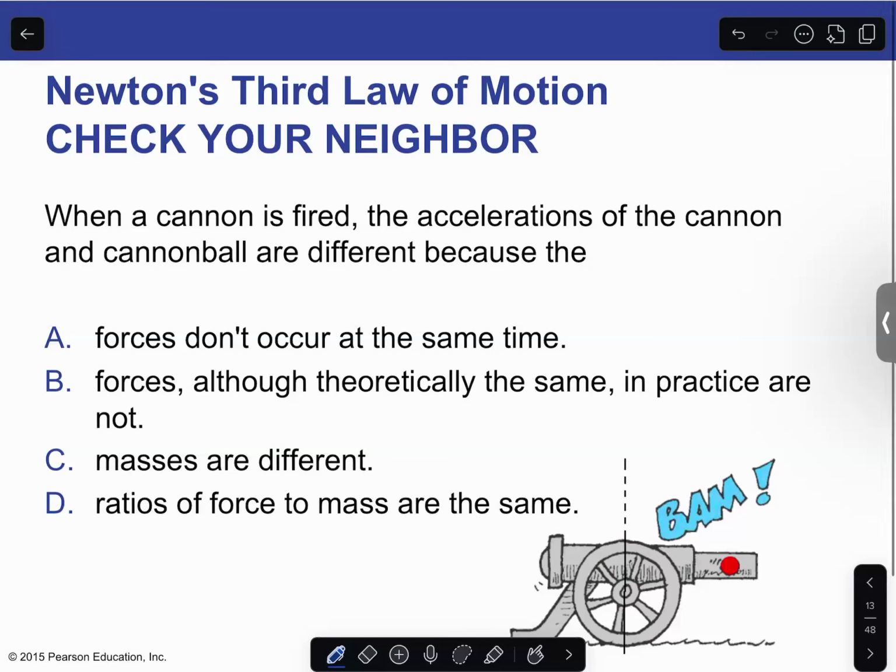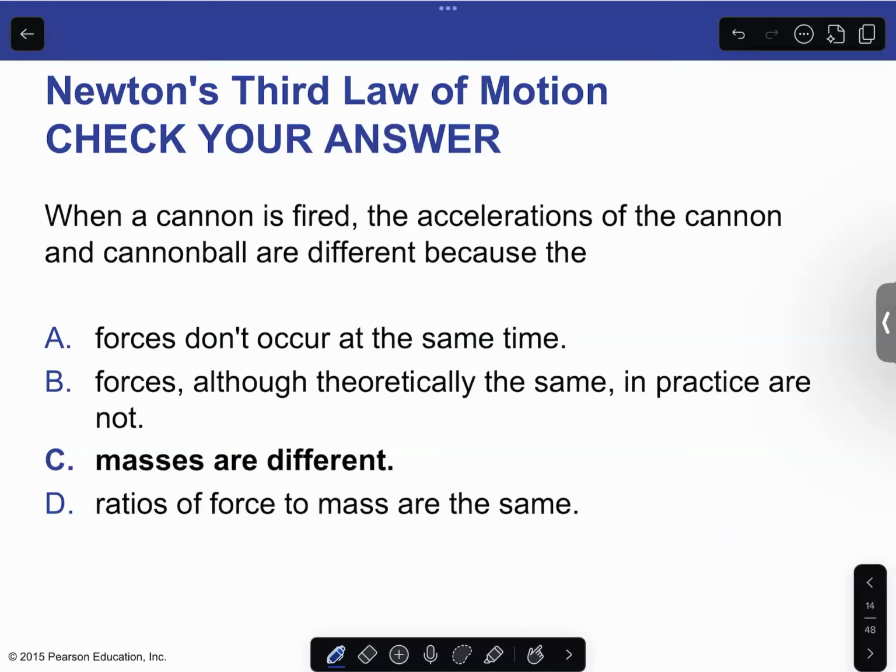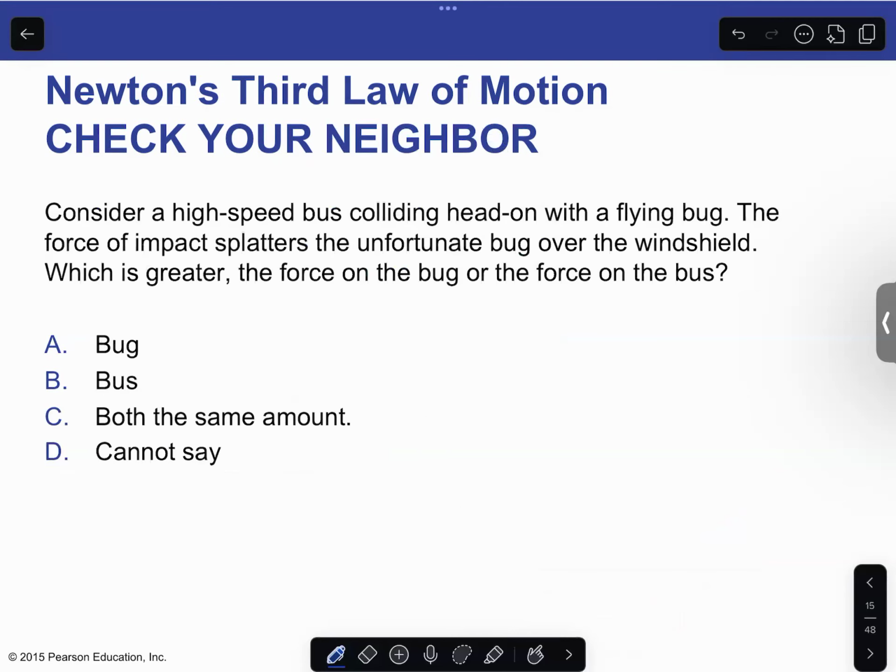Okay, la respuesta correcta. Masses are different. I want to emphasize A and B cannot be true by which law? The third law. A is not true because the third law doesn't just apply at different times, it applies at every time. And I'm testing the same thing again, but I'd really like to get more than 90%.